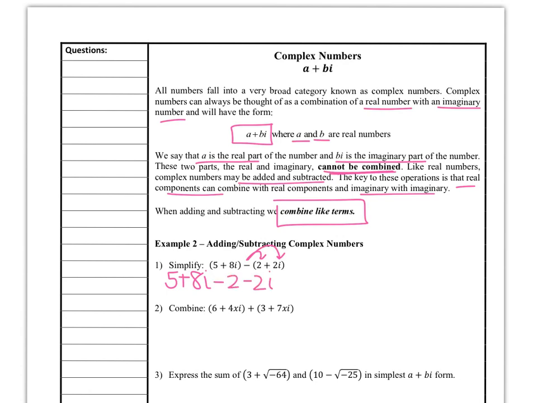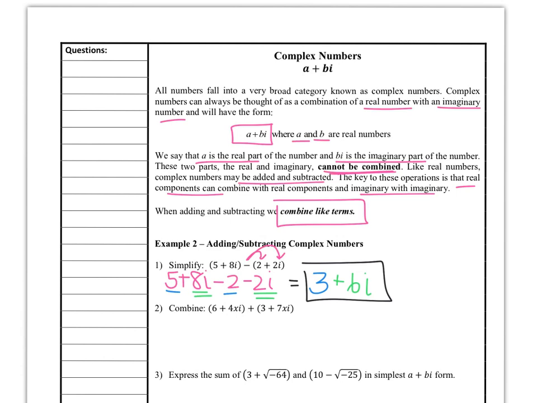So then you're going to find your like terms here. We have a real, an imaginary, and an imaginary. Okay, so we just combine the real stuff together and combine the imaginary stuff together. So 5 take away 2 for the real component is 3, and then 8 take away 2 with i's attached is positive 6i. 3 plus 6i is how that would combine.